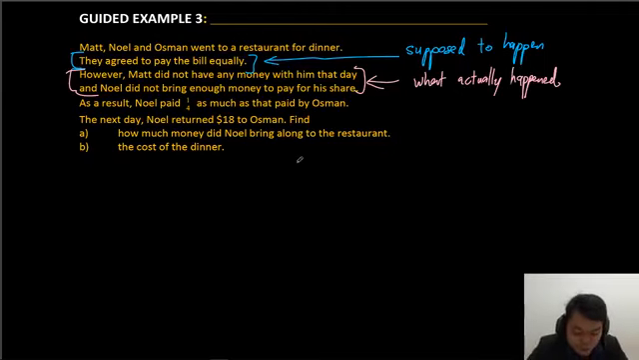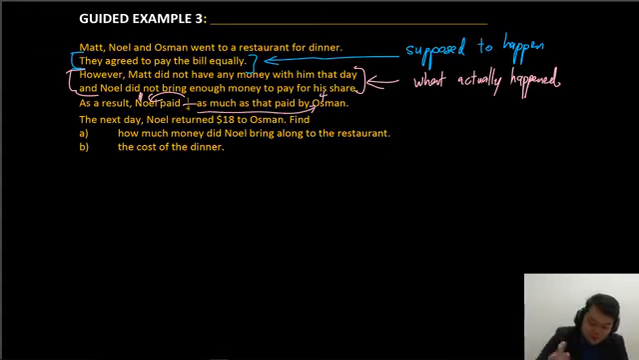Okay, this is what actually happened. So as a result, Noel paid 1/4 as much as that paid by Osman. This one at least not so bad. This guy at least got paid something.